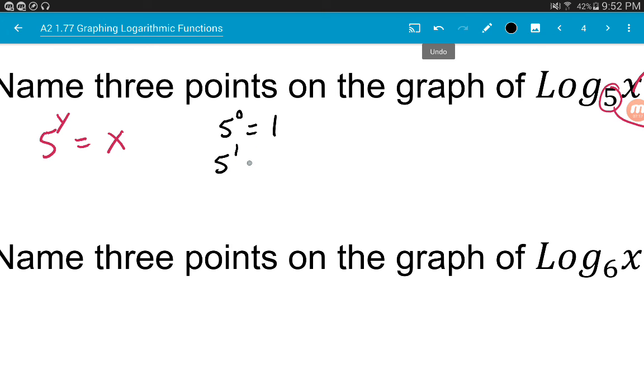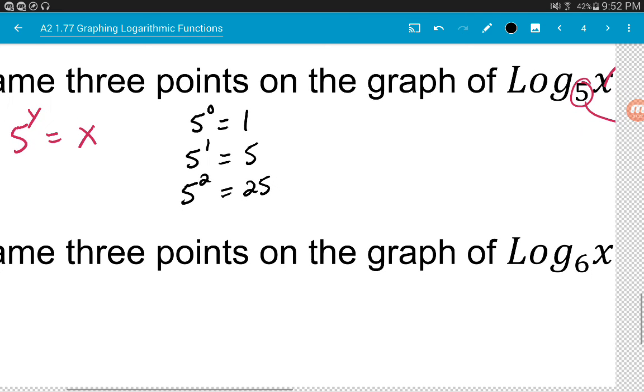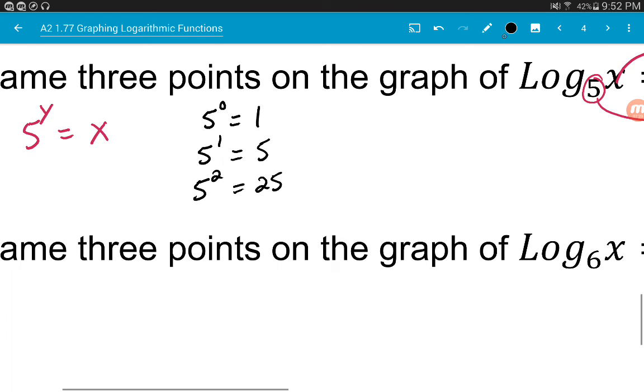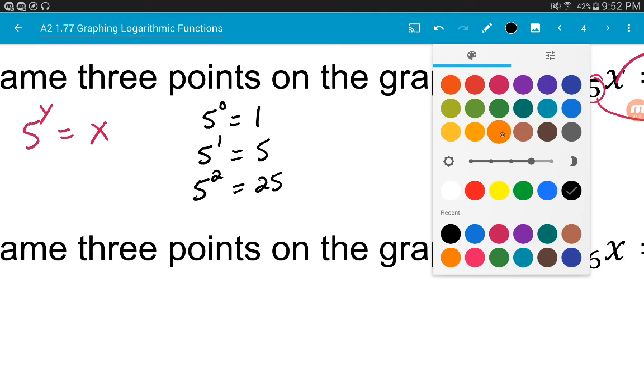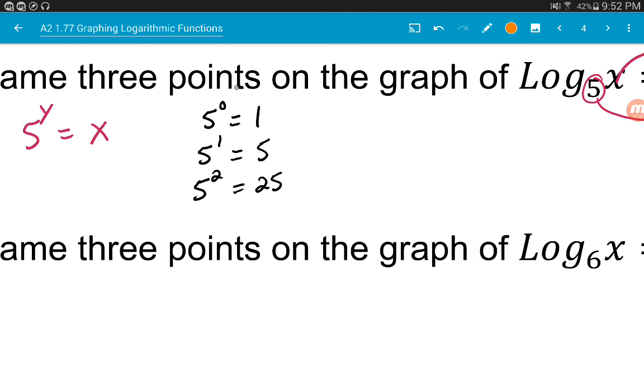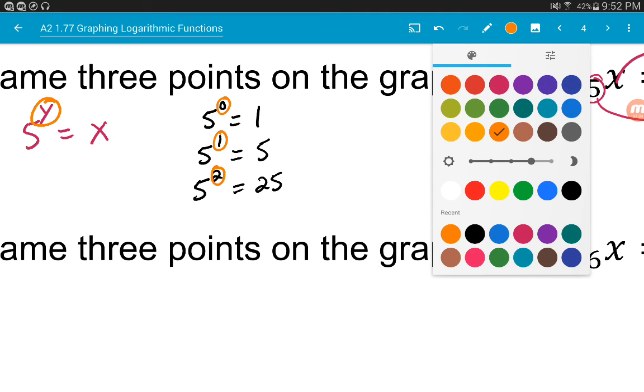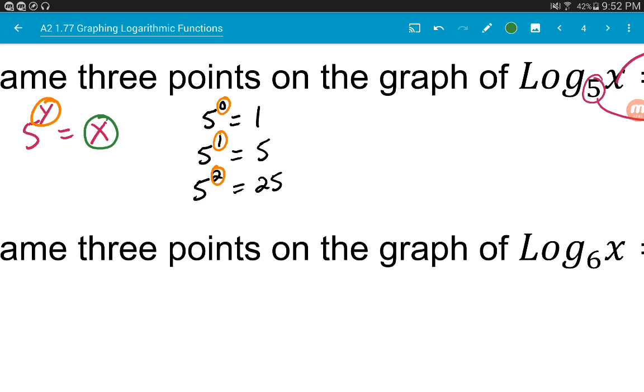If I raise 5 to the first power, 5 to the 1 is 5. 5 to the 2 is 25. And I think I'll stop it there. I could do 5 to the 3, but it doesn't matter. Now here's what I get. Y is the exponents, 0, 1, and 2. X are the output numbers.